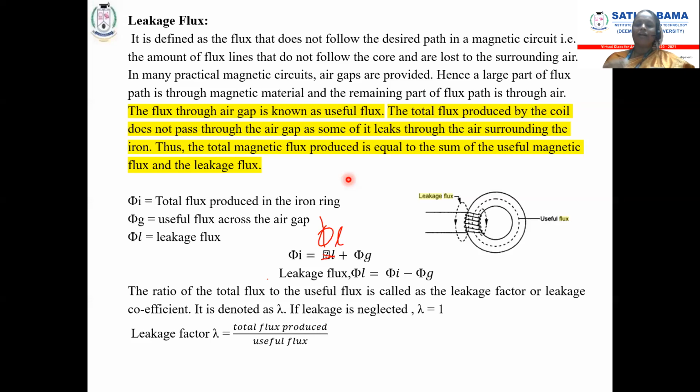Now this magnetic field will cross to the conductor, so it has to sweep over the air gap. That particular flux is the useful flux, which is mainly used to do the energy conversion. Are you clear or not? So that is the useful flux.